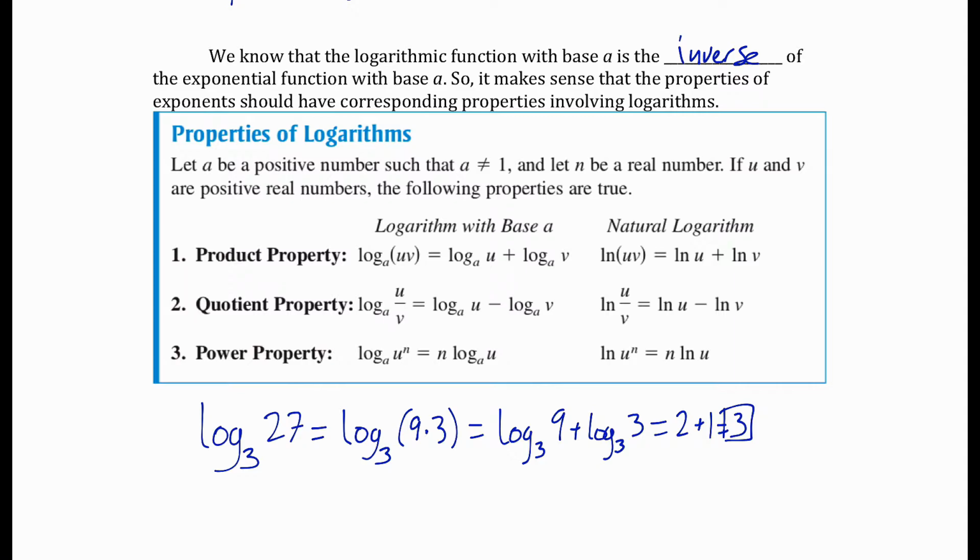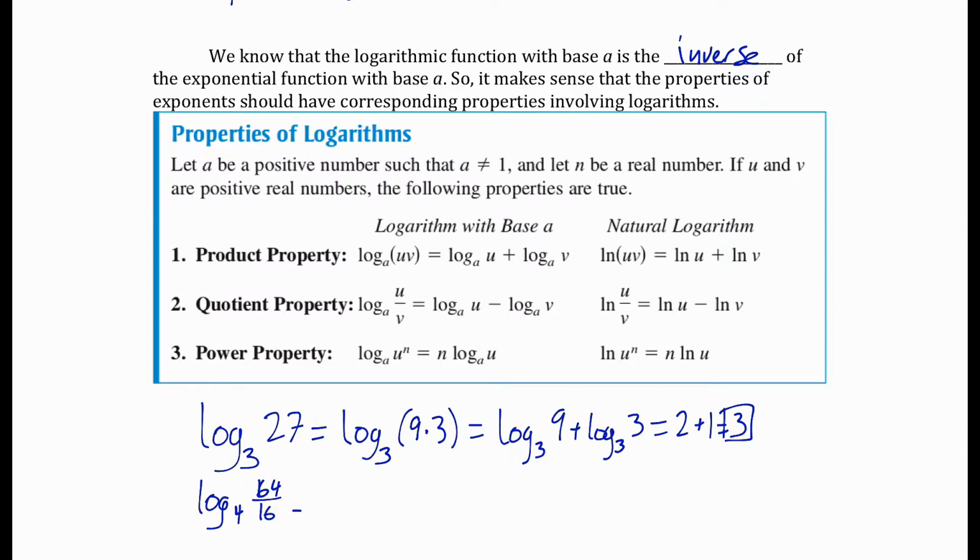The quotient property is pretty similar. Log base a of u divided by v is the same as log base a of u minus log base a of v. So if we do, say, log base 4 of 64 over 16. Now 64 divided by 16 is 4. We could do that and we'd end up with log base 4 of 4, which is just 1.